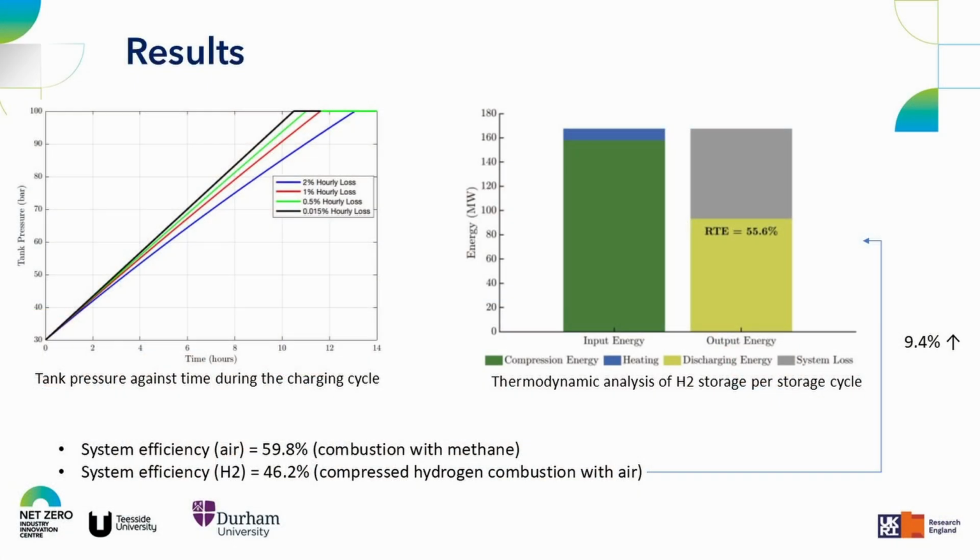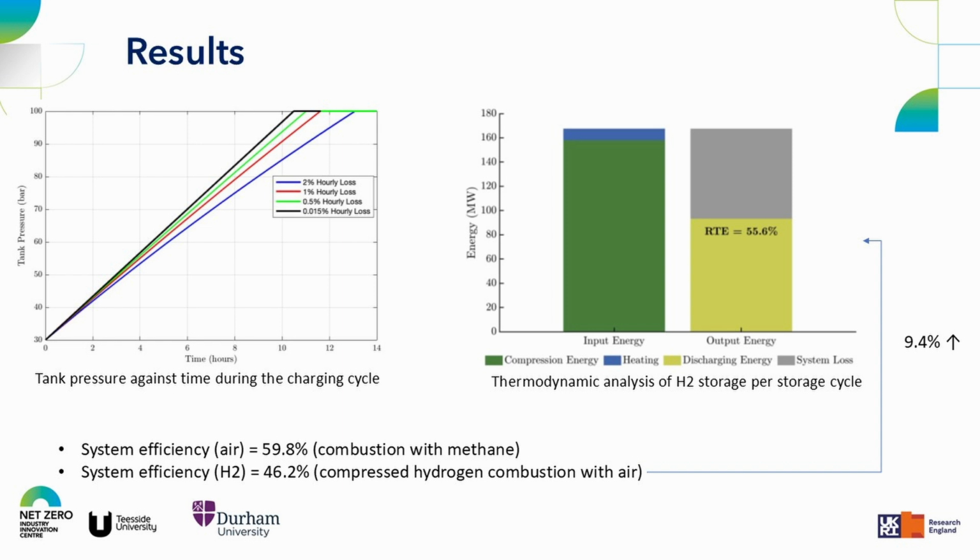We have considered different leakage of hydrogen in the pipeline. And as you can see, if the hydrogen loss is going to be increased by 2%, then the hydrogen tank pressure is going to be decreased. And if the hydrogen tank pressure is decreasing, then the combustion is going to be diluted, and we have lower efficiency of the system, especially on the expansion train.